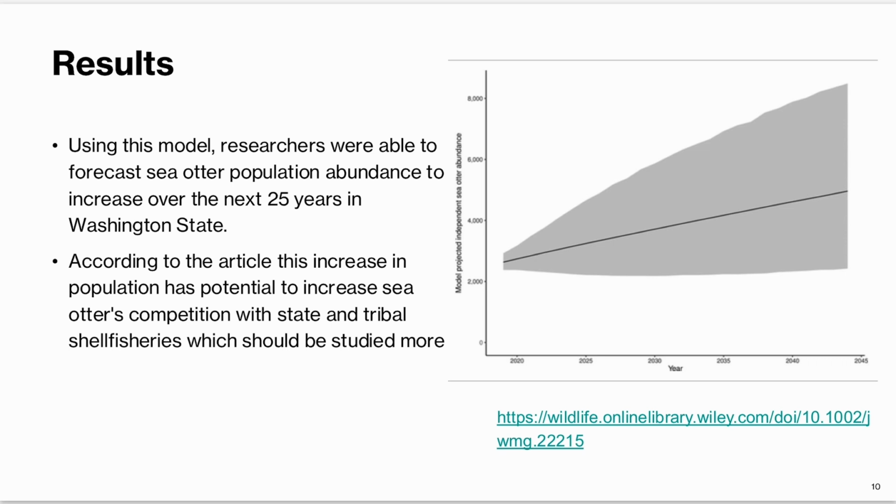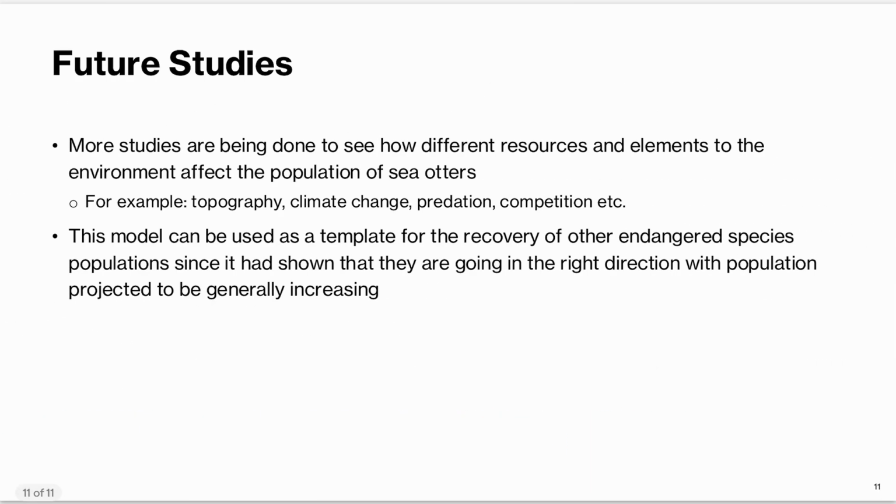Now, there are more studies being done to see how different resources and elements of the environment affect the population of sea otters, some of them being predation and competition, as I previously stated, or sometimes climate change or topography. This model can be used as a template for the recovery of other endangered small species populations, since it is shown that they are going in the right direction here in this study in Washington State, with the population projected to be generally increasing. So this model can be very helpful to other populations.